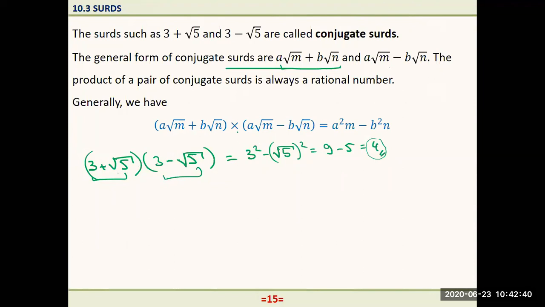So if you multiply them together, here we have something plus something, let's say x plus y, and here we have x minus y, right? Using the formula, that is equal to x squared minus y squared. What is the square of this term? It is a squared times m, a squared m, and here we have b squared times n, but here we have minus.